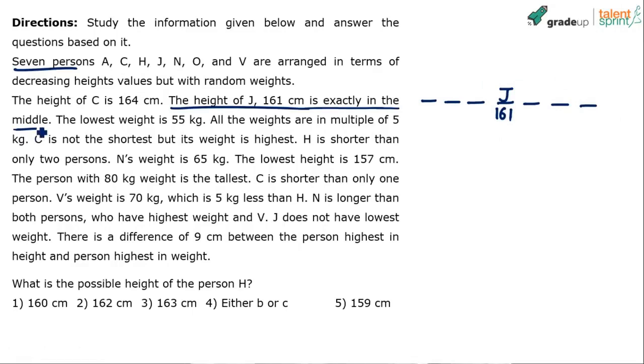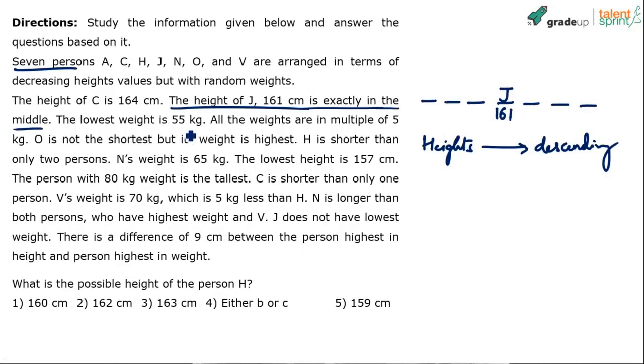Remember, heights are in decreasing, descending order. So we will now be very clear that C, whose height is 164, is more than 161, so C should come in one of these 3 positions. If J is 161 centimeters tall, C, who is 164 centimeters, should come before J in this order. Keep that in mind.